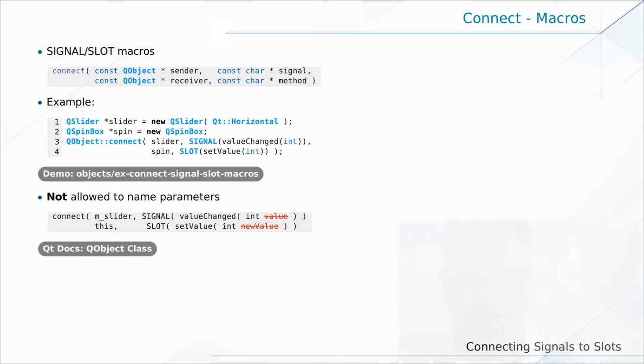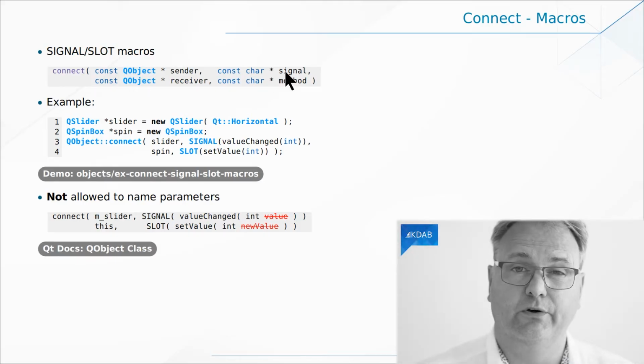The pointer to member function again takes four arguments. So who is emitting the signal, which signal, who is receiving, who is implementing a slot, and which slot are we talking about? But the second and fourth are not a pointer to a member function this time. They are just a regular string. You can see that up here: const char pointer signal, const char pointer method.